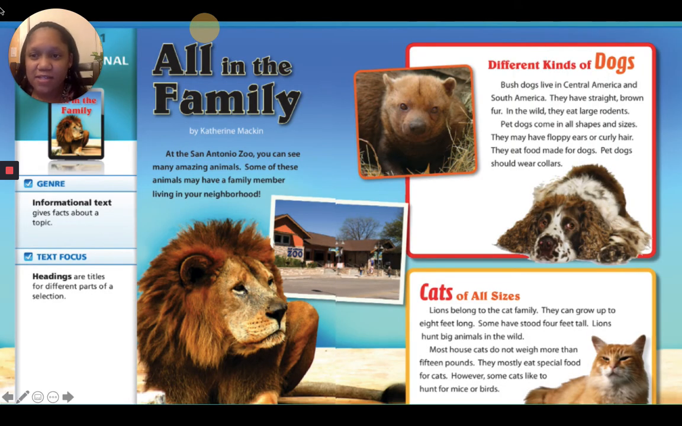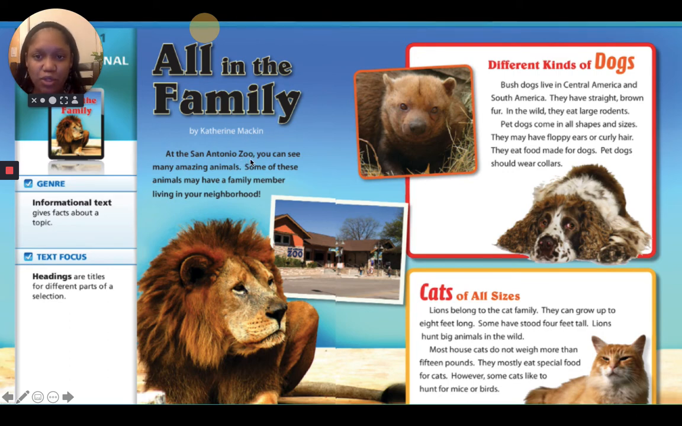Okay, this is the text we're going to read today. It's called All in the Family. This is an informational text. It gives facts about a topic. This is about animals that live in the San Antonio Zoo. So come along with me. Let's read it together. Oh, we're also going to look at the headings and we're going to read the headings because headings are important. They tell us what the different parts of the selection is going to be about. Okay? All in the Family by Catherine Mackin.